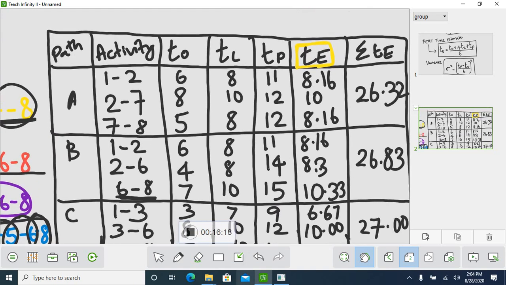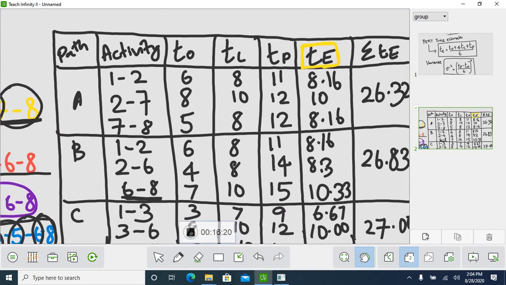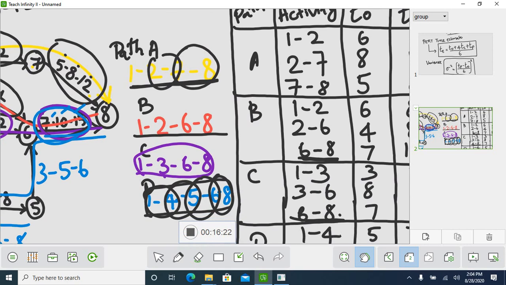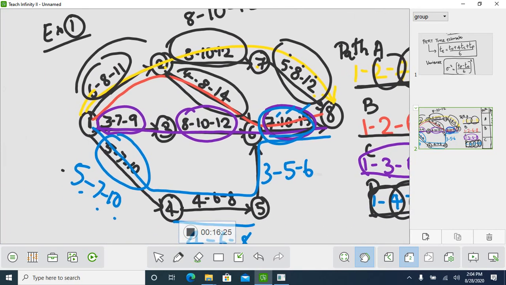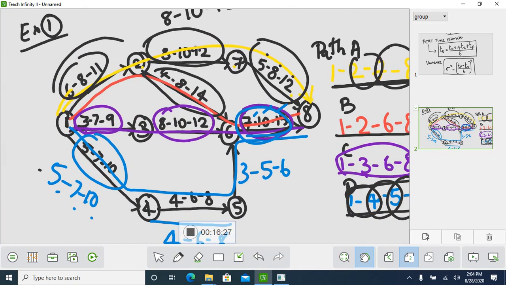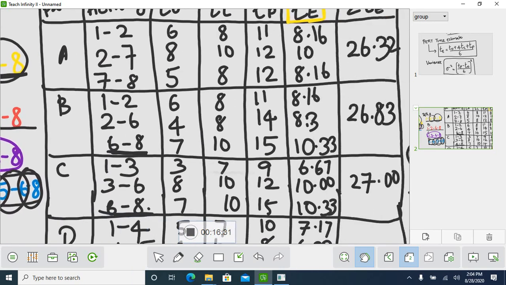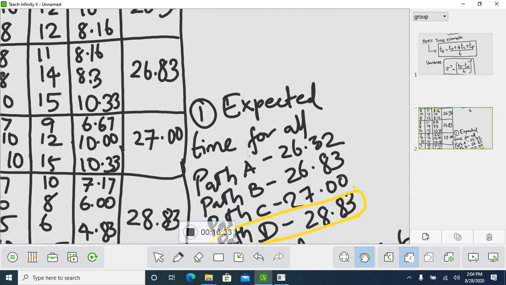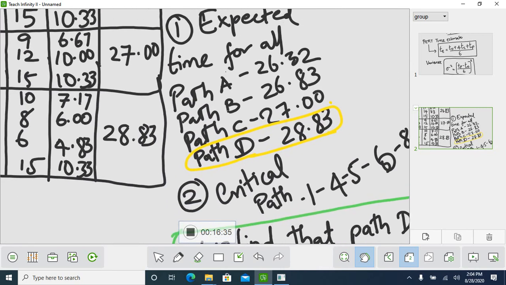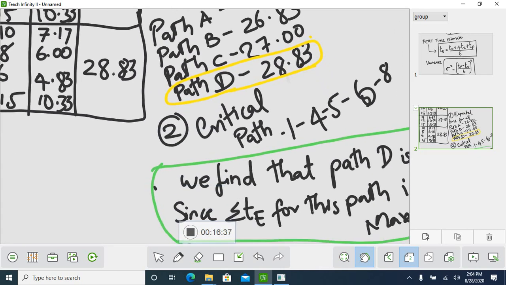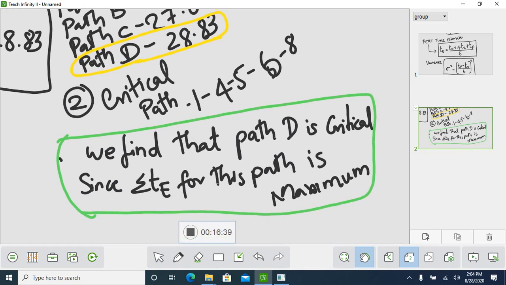So we have to do this table column, then only we can find the expected time. So we have to find all the paths from the given diagram. This is your question. Your answer is: you have found all the paths and expected times, and you have found the critical path, so this is your critical path D. So that's all. Do you have any doubt? You can ask me at the end of the session.